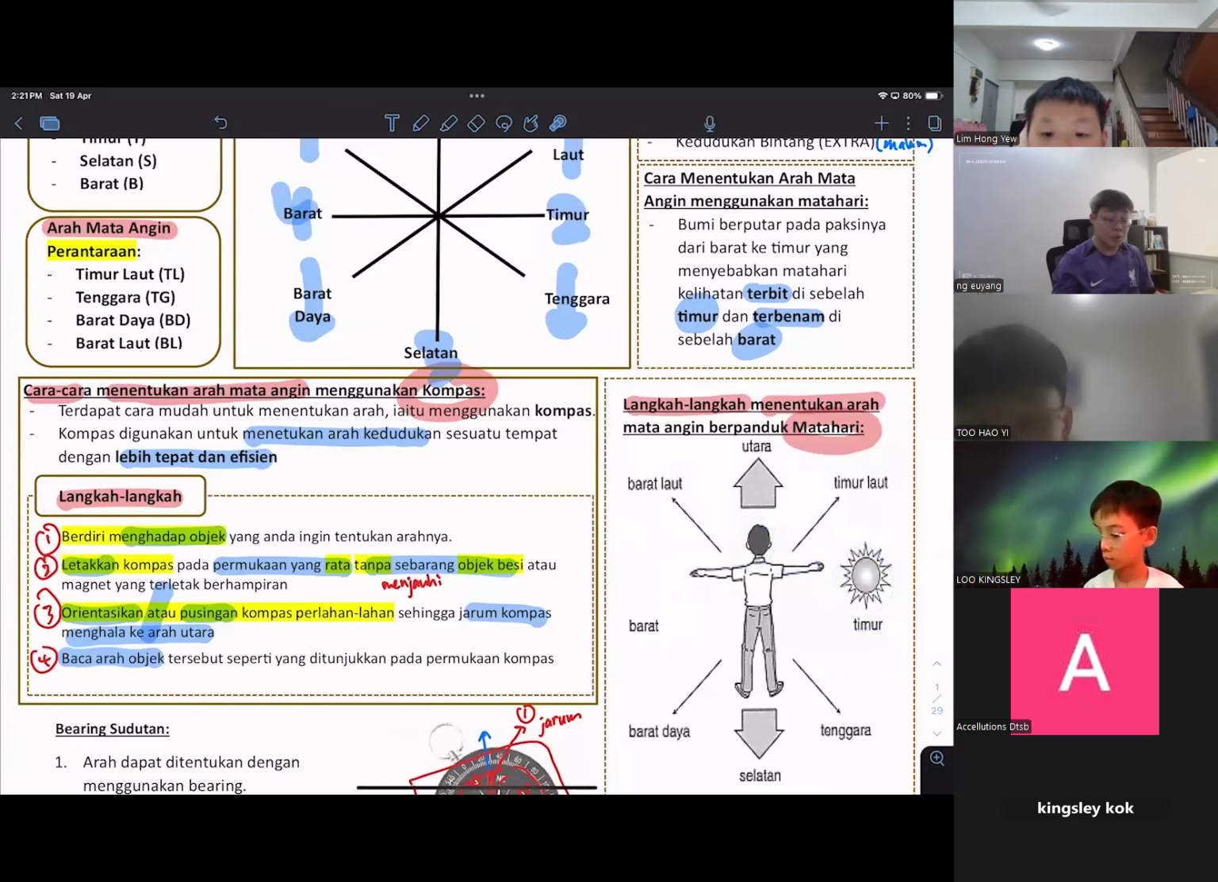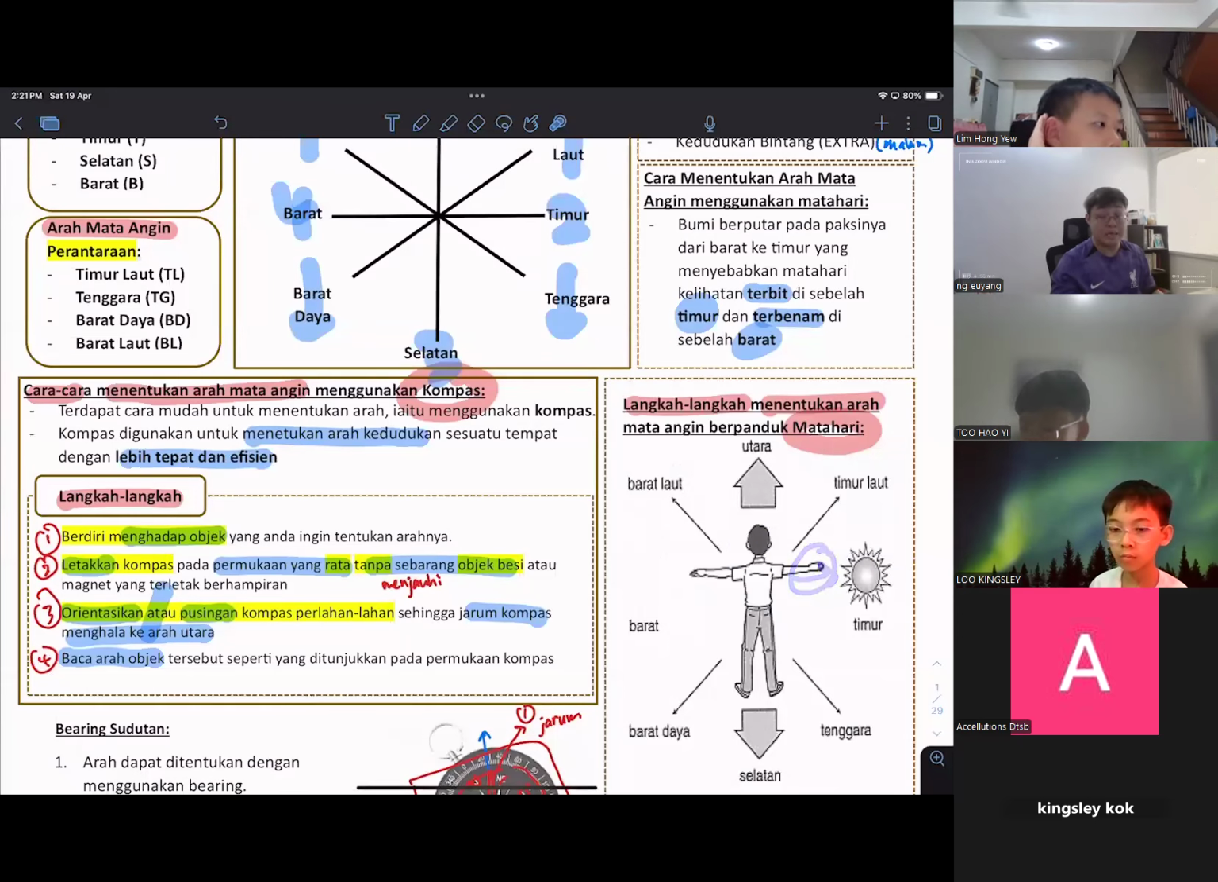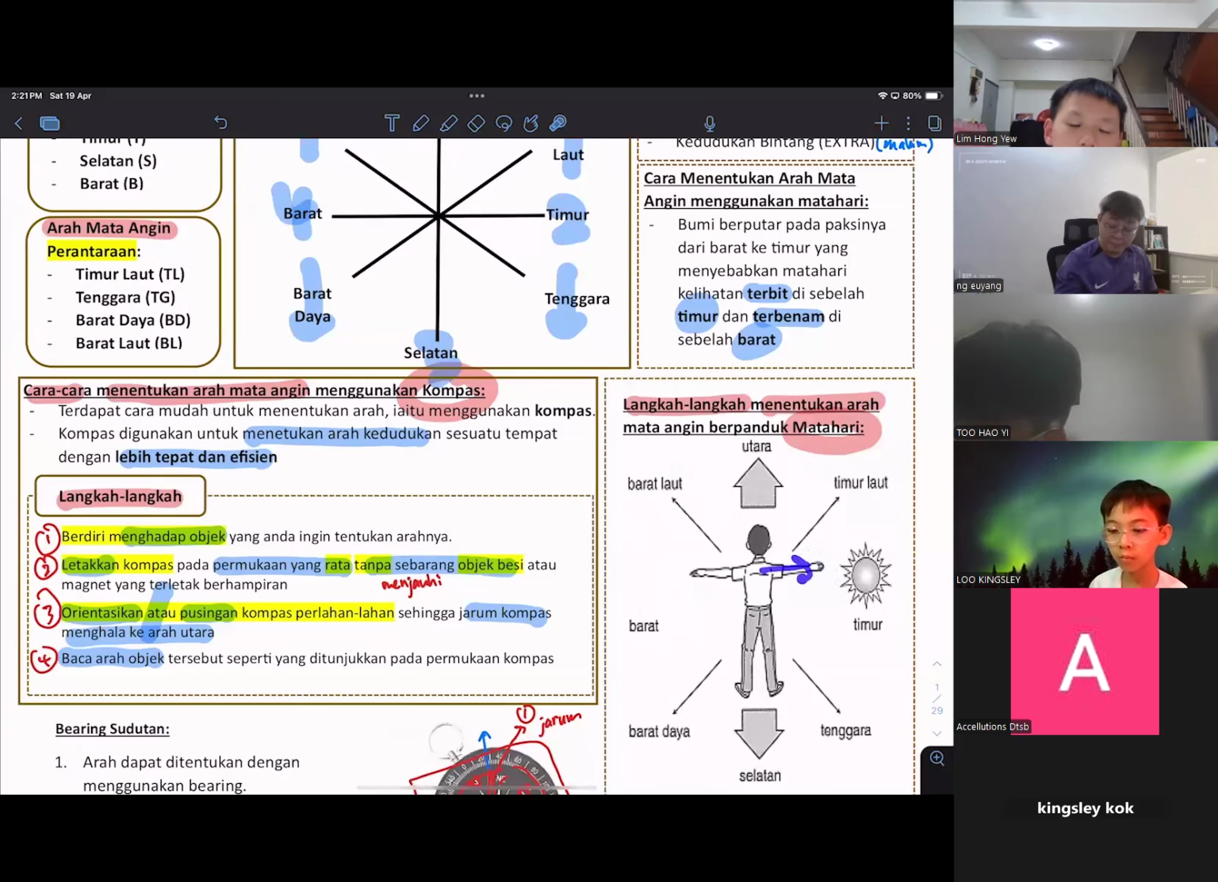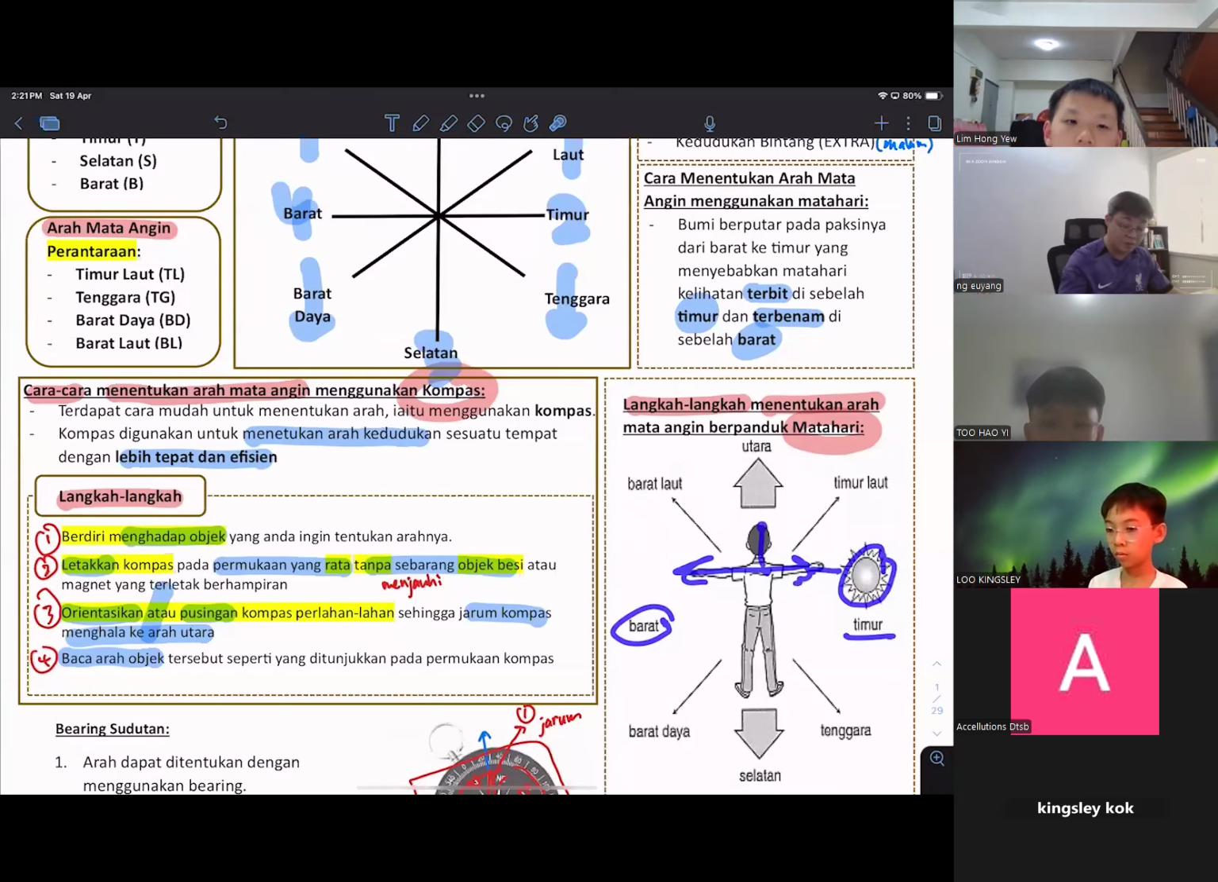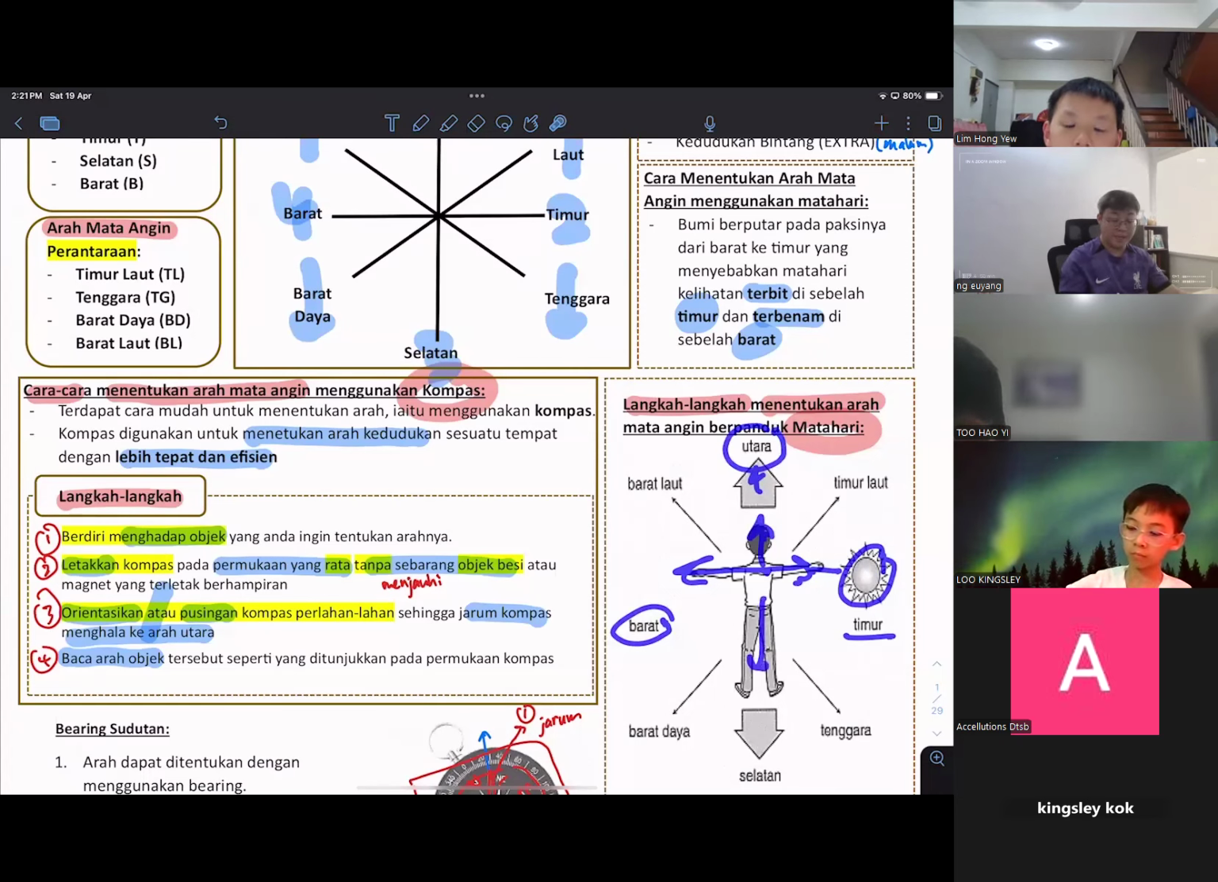This is your textbook. So if you are just trying to use the right hand side to face the sun, that is also another method. So if your right arm is pointing to the sun when the sun is rising, this is the timur. So your left hand is pointing to the west, opposite. So the direction in front of you should be known as utara, north, and then your back side, your butt, is pointing to the south.